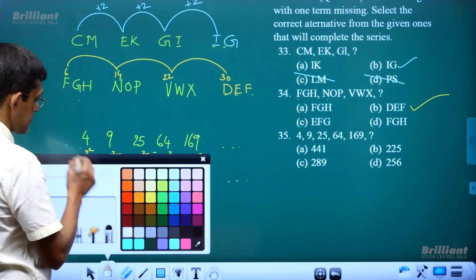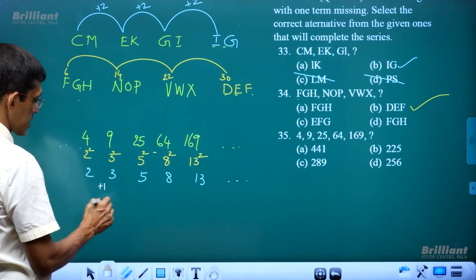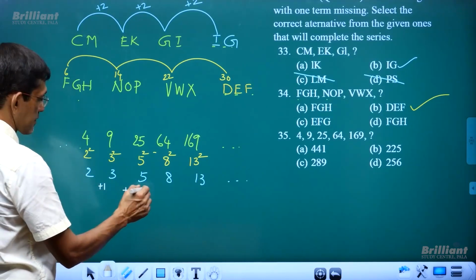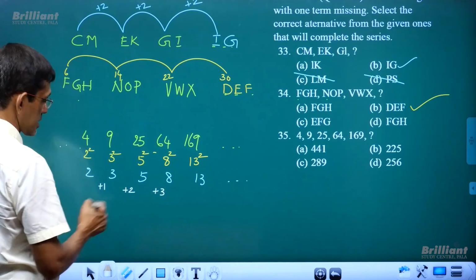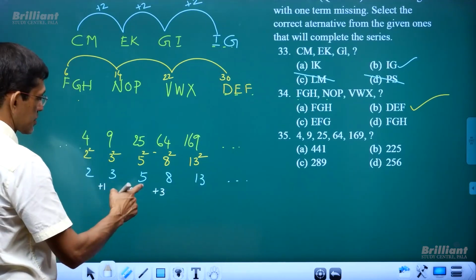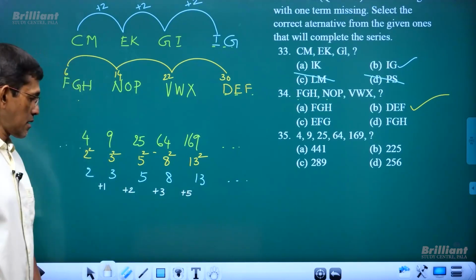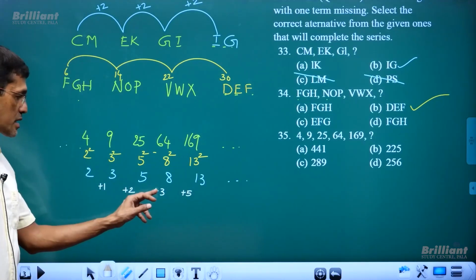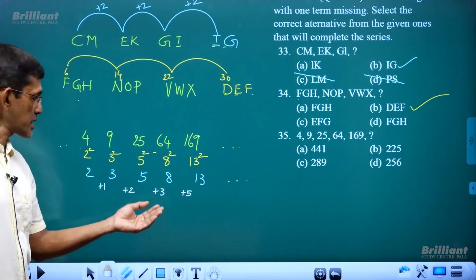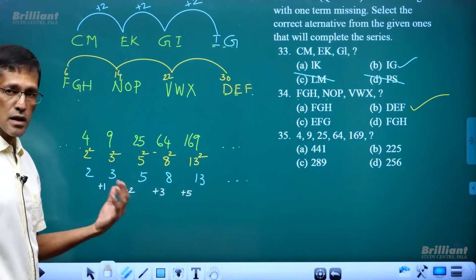What we see here, 2 plus 1 is 3. 3 plus 2 is 5. 5 plus 3 is 8. So plus 1, plus 2, plus 3. Next one is plus 5. Well, 1, 2, 3, then next one is 4. Next difference is 4. We can understand the logic, right?